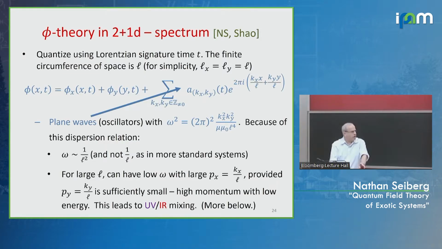Normally, this does not happen in field theory. Normally, in field theory, what happens at long distances is independent of the details at short distances. Here we see that the low energy physics depends on short distance physics. And this is related to all sorts of other phenomena that we're going to see.